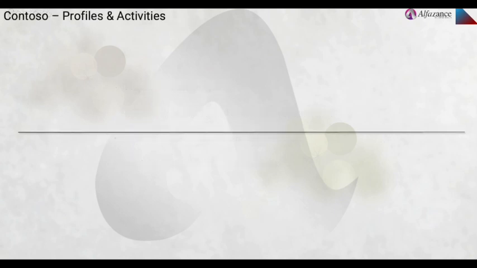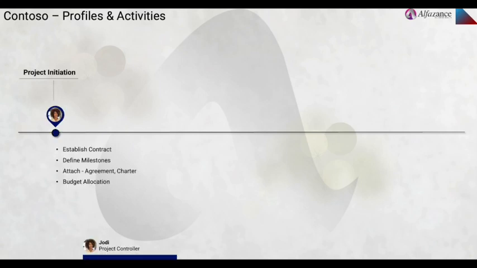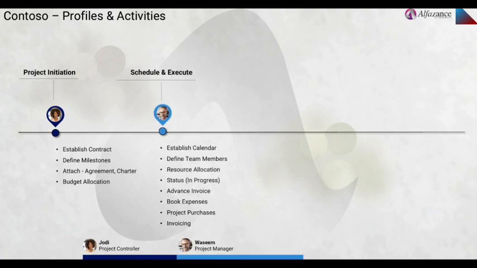To take it further, we have created a few profiles that will be referred to during the session. The first one is the project controller, who's Jory. She'll be establishing the contract and defining the milestones. The outputs of different activities prior to the creation of the project, like the project agreement, the contract, the charter, etc., will be attached with the project. She'll also be doing the budget allocations.